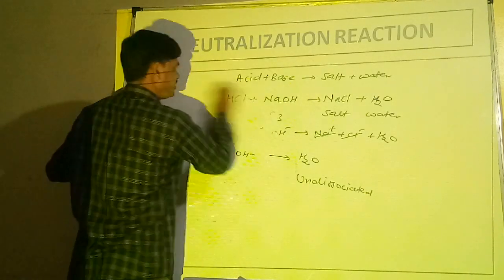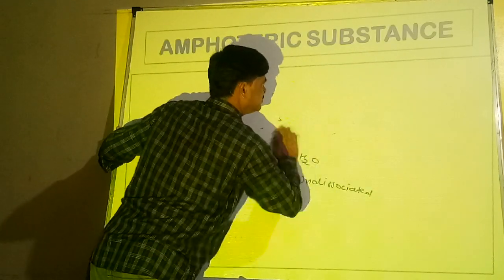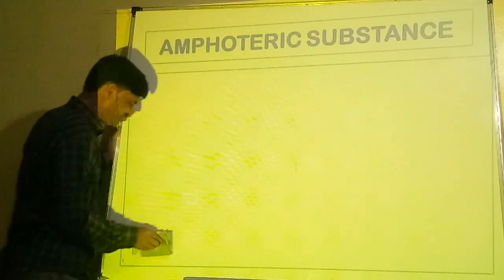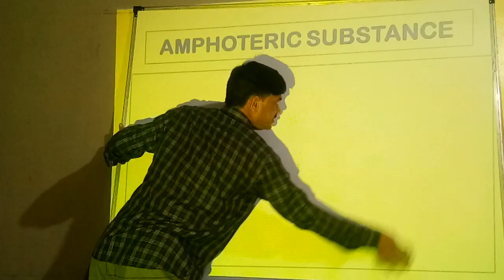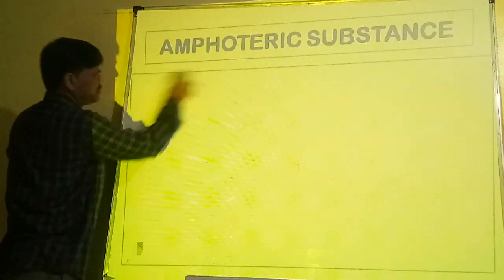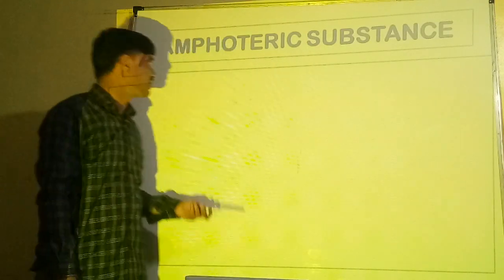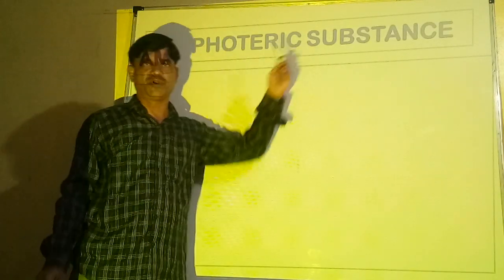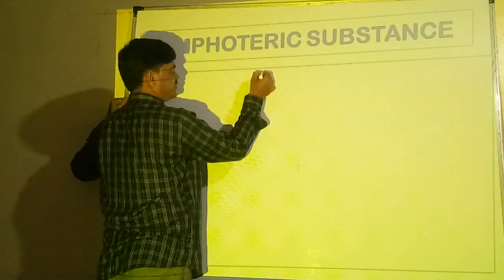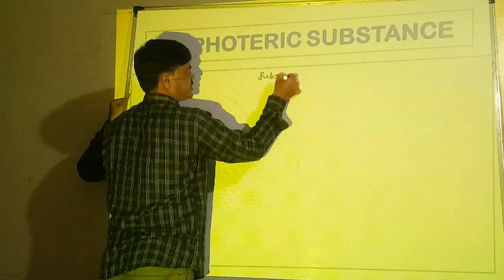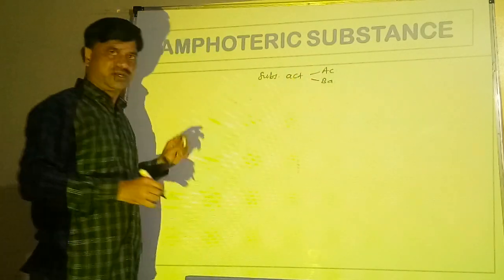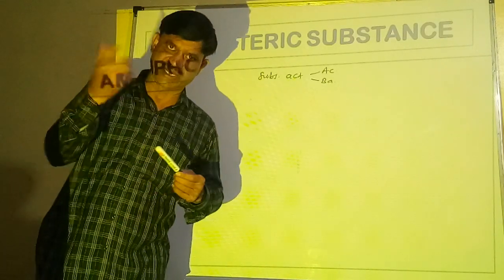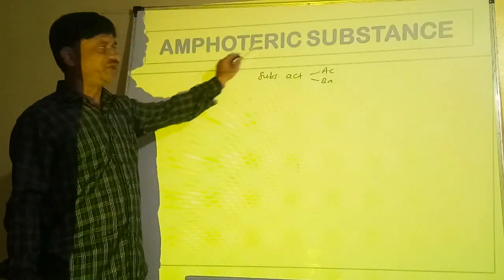Now shift towards the next point. What is that? How can one identify, among the given species, which is amphoteric and which is not amphoteric? Again, there is a short question for 2 marks in the board exam: explain amphoteric substance with example. So check this definition first. Those substances which act as acid as well as base, meaning substances having dual nature, acidic as well as basic, are acting as amphoteric substances.